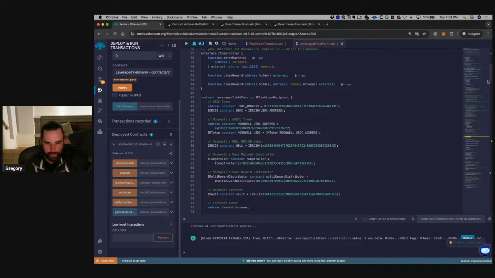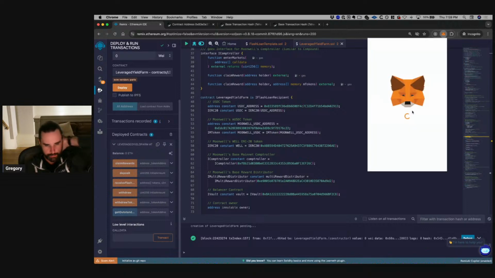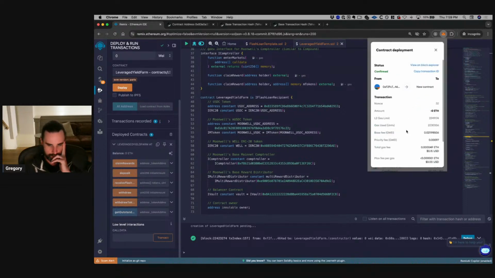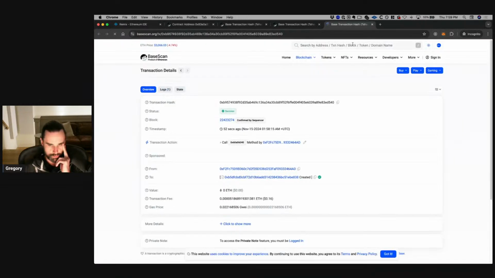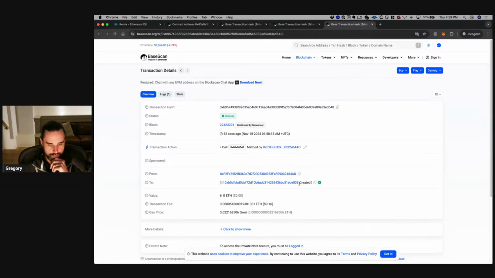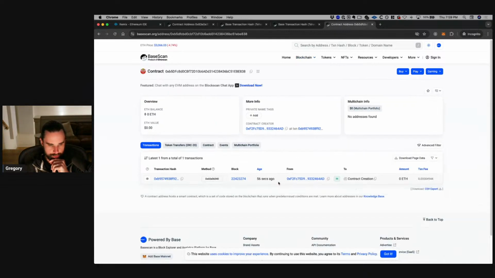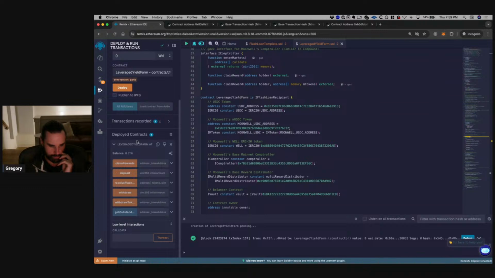You can copy it from here, or again, on your MetaMask, you can click on the most recent transaction. You can view on Block Explorer. You can find the contract here. This is the contract that was created. All right. You can copy the contract address here. See, it's this E838. That's the exact same address that is here.